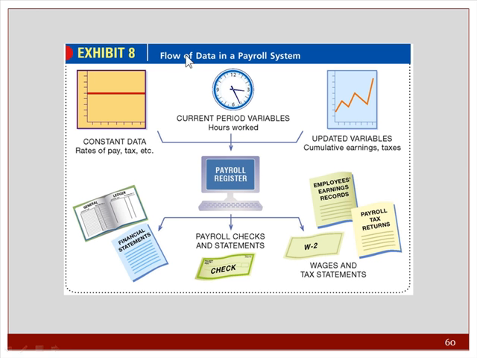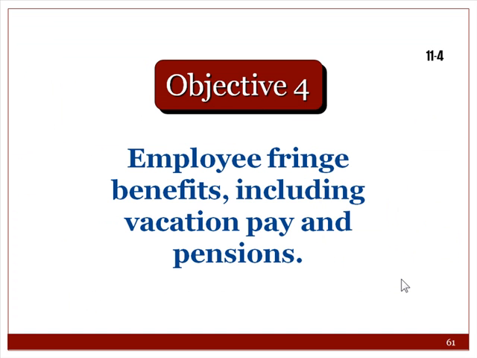Here's the flow of payroll data in a system. You can see that you have your constant data with your rates of pay, your taxes, etc. You have your current period variables, hours of work. Your updated variables are your taxes and your earnings. Then you have your payroll register. You produce checks and statements. All that information goes to the financial statements, and it also goes to the payroll side of life, the W-2s, etc. I really like this diagram. I think it's a pretty good overview.